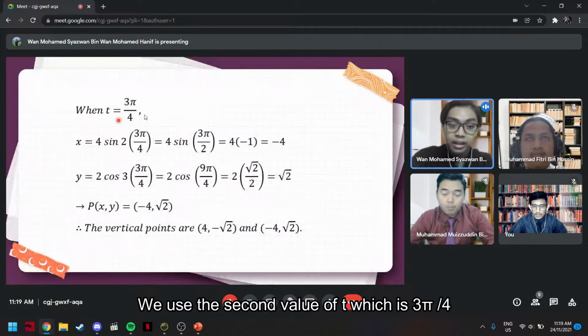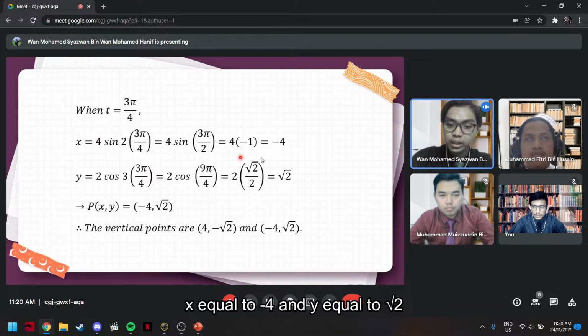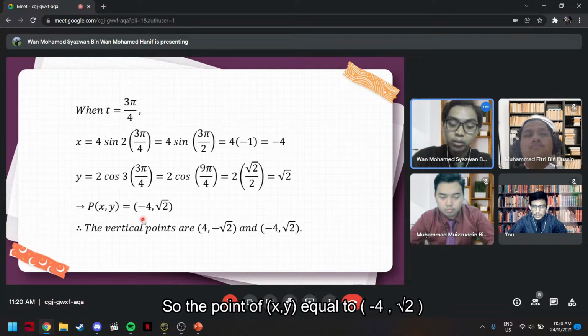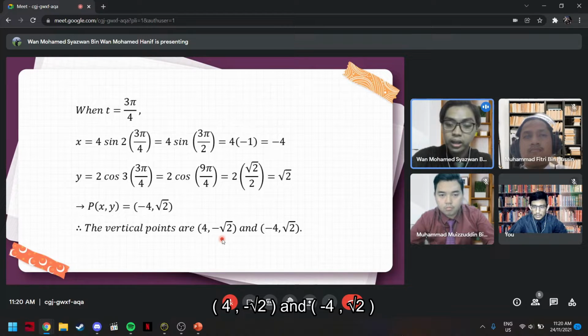Okay, we use the second value of t, which is 3 pi over 4. After substituting 3 pi over 4 in the x and y equations and doing the calculation, we get x equal to negative 4 and y equal to 6. So the point (x, y) is (negative 4, sec 2). Therefore, the vertical points are (4, negative sec 2) and (negative 4, sec 2).